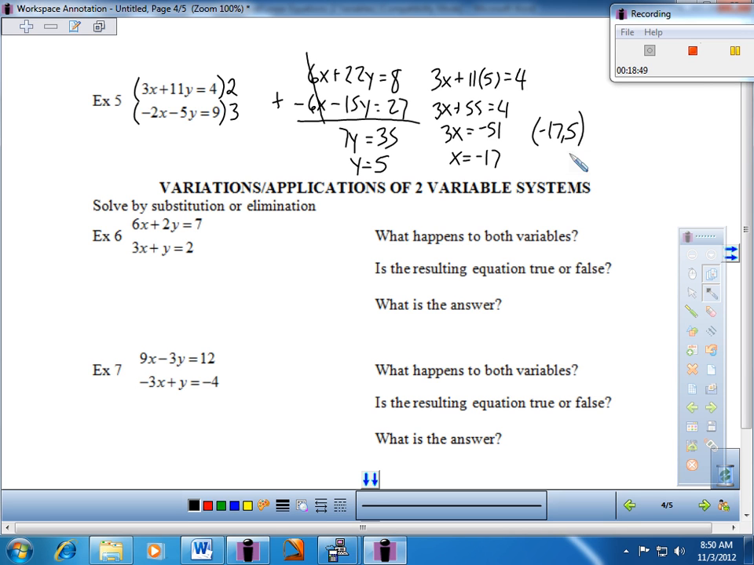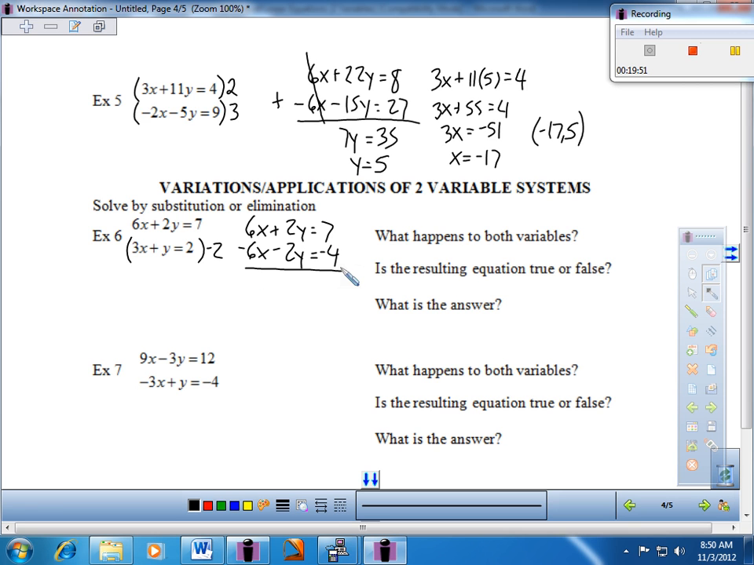It just sort of says what happens to both variables, what is the resulting equation, true or false, and as a result, what would be our solution set there. So watch what unfolds in this case. And again, if you're a step ahead of me, that's fine. I would probably just go ahead and multiply that bottom equation by -2. And when I do that, I get the 6x, 2y equals 7, and I get a negative 6x and a minus 2y, and then equals negative 4.